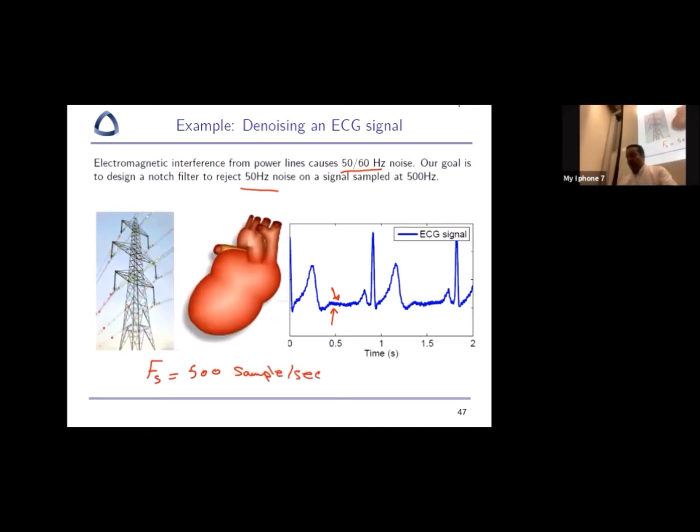So we can find the sampling interval, which is T, and should be 1 over the sampling frequency. That's 1/500 seconds per sample. So we are trying to remove, or to clean out, this noise from our ECG signal.